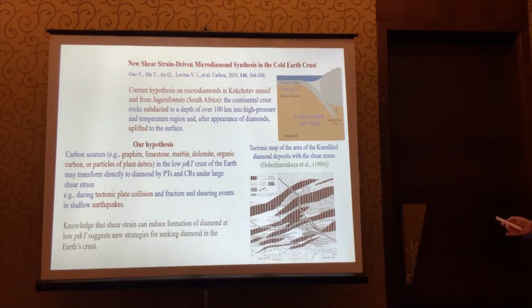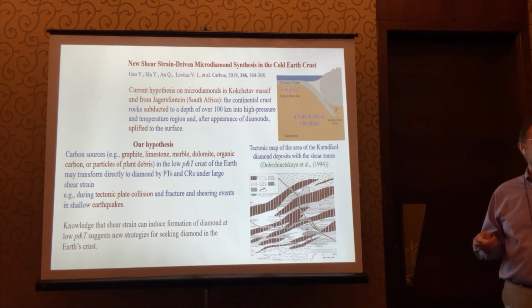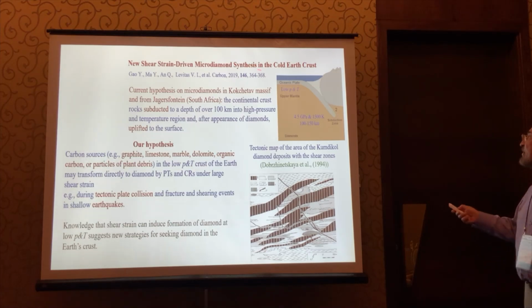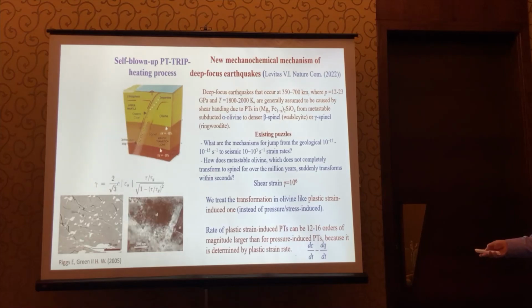subducted to high pressure temperature region, and after diamond appearance, uplifted back. But since we obtained that diamond at low pressure and temperature, but at large plastic shear, they can appear directly in low pressure temperature region in various tectonic events leading to significant shearing. And indeed, these microdiamonds were found in severely sheared zones. And last example, new mechanism of deep focus earthquake.